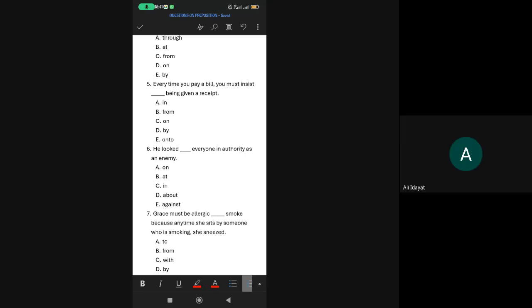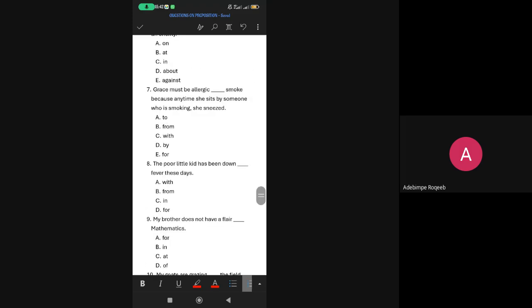Insist on. Good. He looked dash everyone in authority as an enemy. So we have on, at, in, about, and against. It is "at": he looked at them. He sees everyone, he sees everyone in authority, he sees everyone in authority as an enemy.